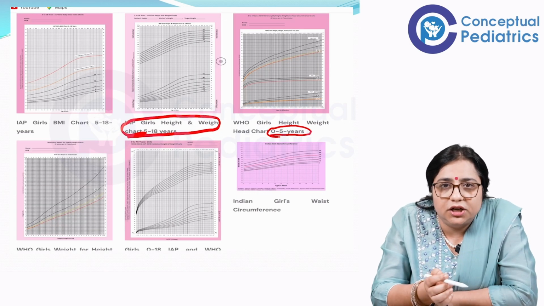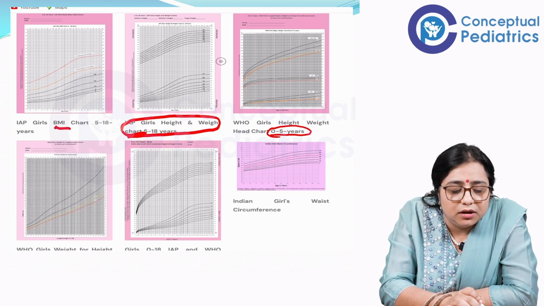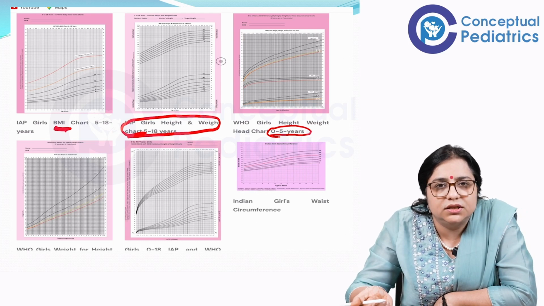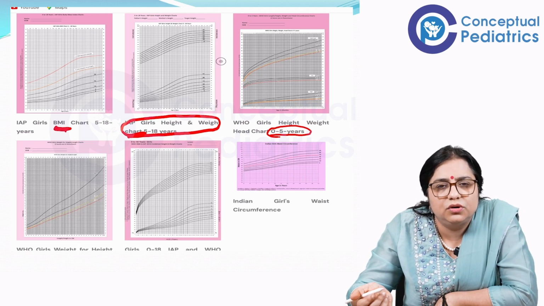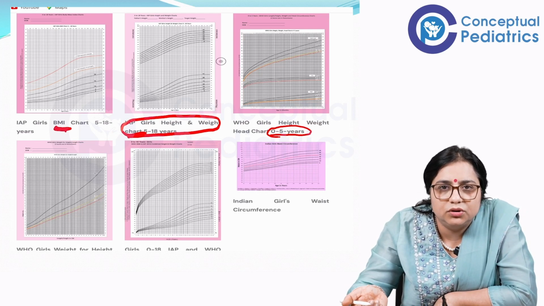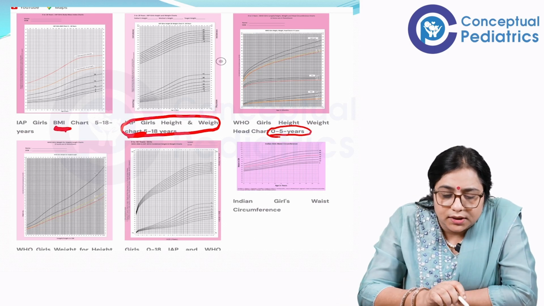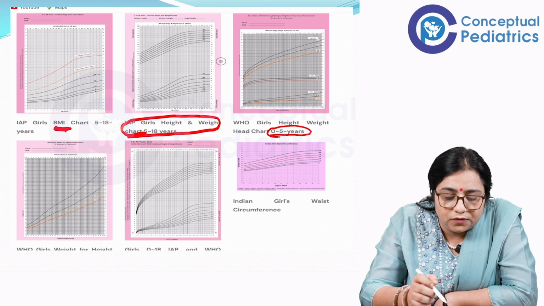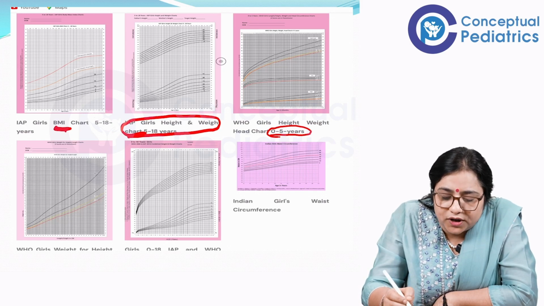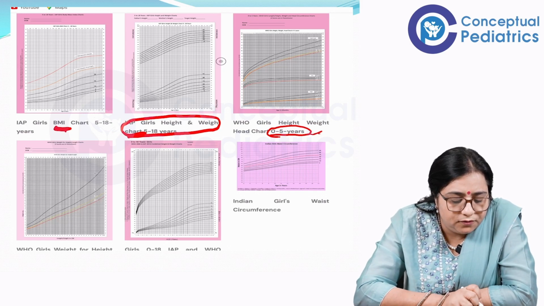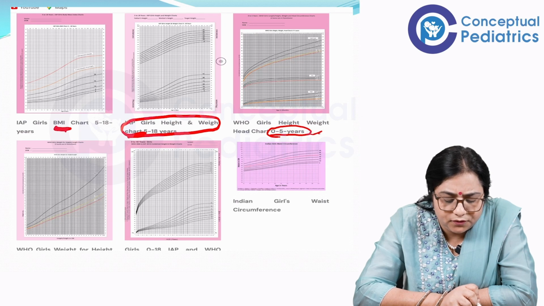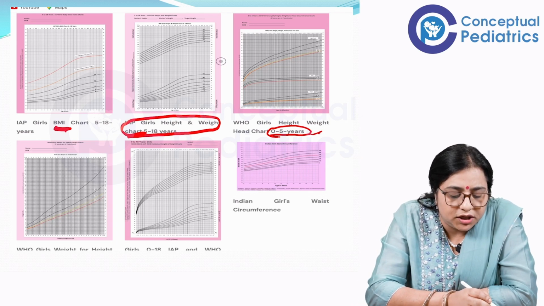Then on the back side of these charts, we have the BMI. As we know that obesity is another big epidemic that is coming, so every child's BMI should be calculated and then plotted on the chart after 5 years. Then on the back side of the WHO 0 to 5 years chart, we have the weight for length chart.